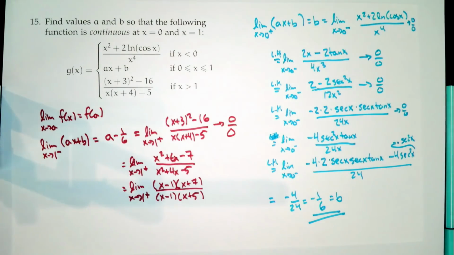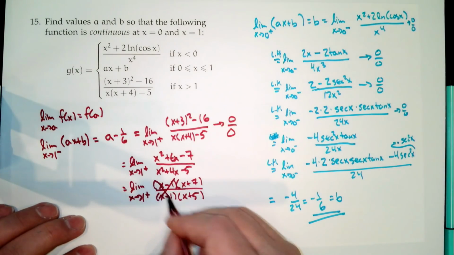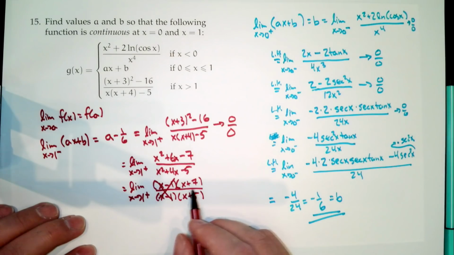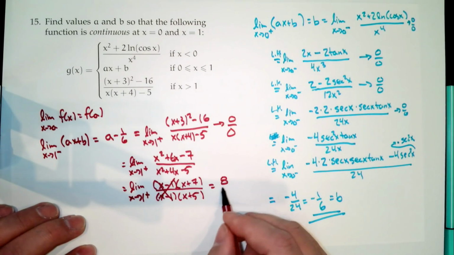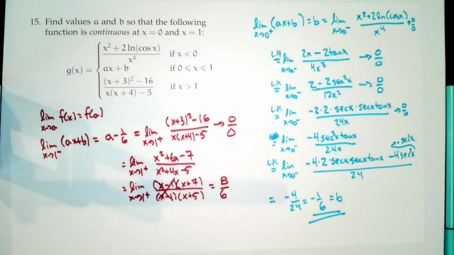And what happens is that the x minus 1's cancel, and they say, oh, well, plug in 1. 8 over 6. So you can still do limits without L'Hopital. Don't feel like every limit in the future that you ever have to see is like, okay, let me pull out L'Hopital. Sometimes you don't have to.